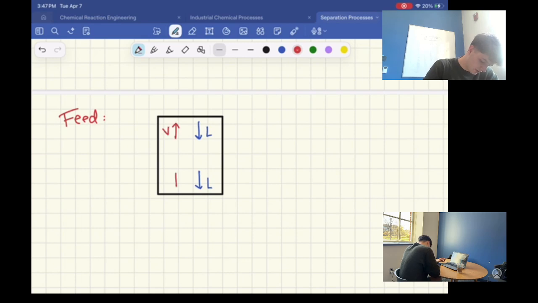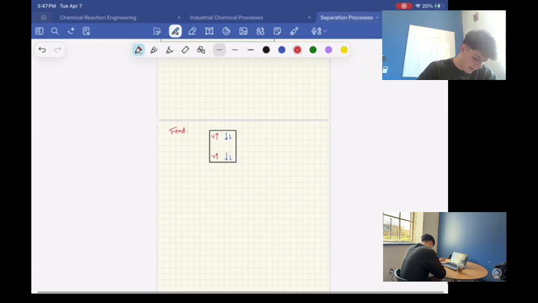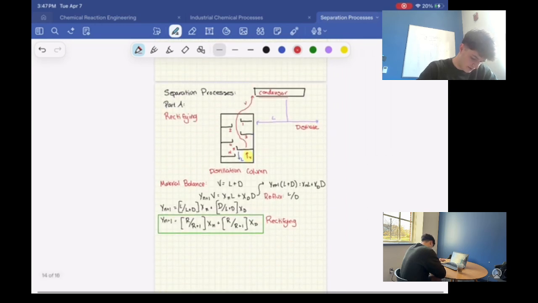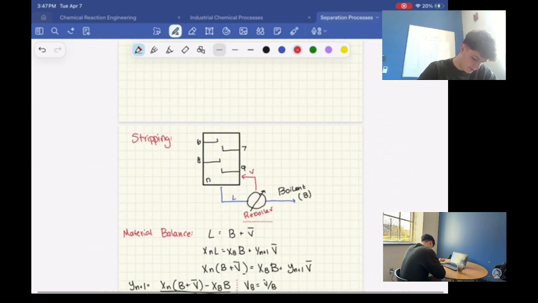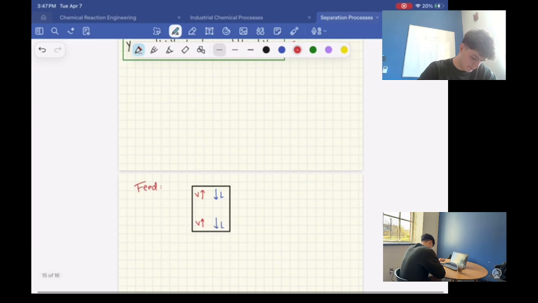And the way that we know this is from our top two. In our first one, you can see we have that vapor leaving and the liquid coming in. And then in that second one, we have vapor coming in and liquid leaving. So that is our diagram.